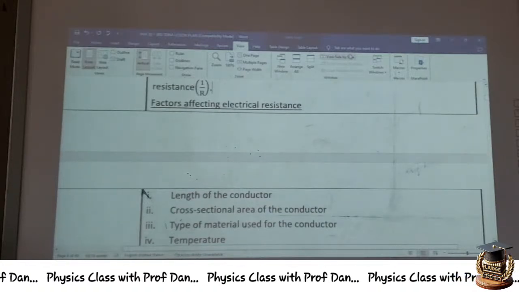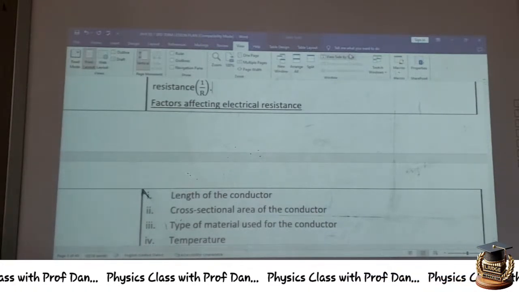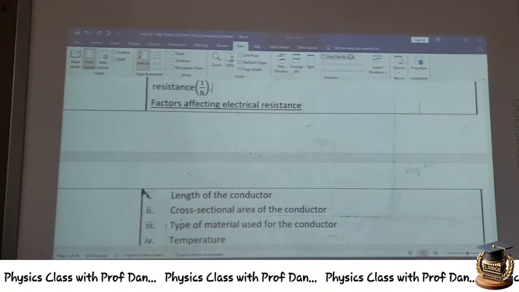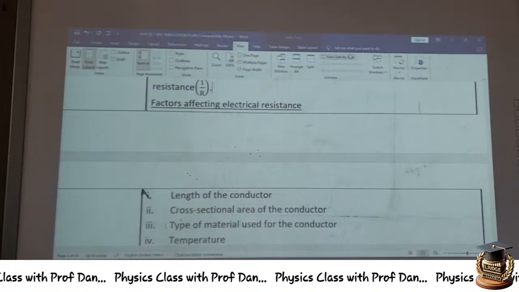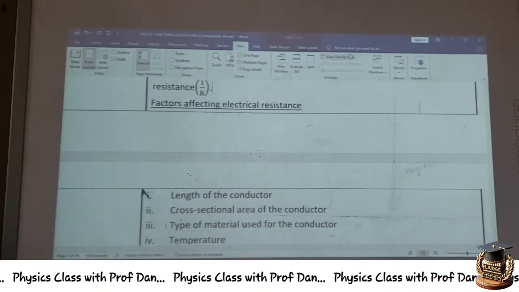There are a few factors that affect the electrical resistance of a conductor. Number one thing, well, I always give this in form of a code, and that's MALT.